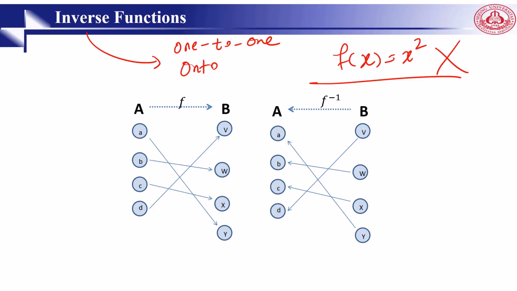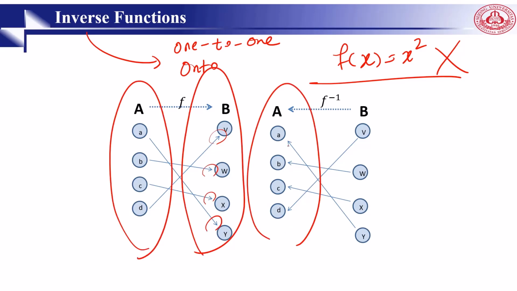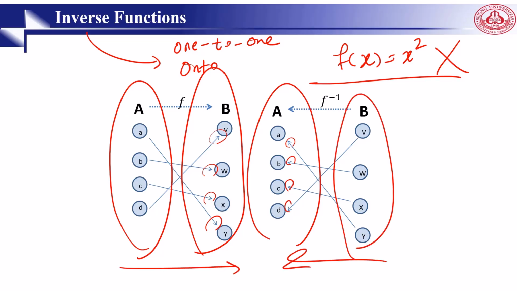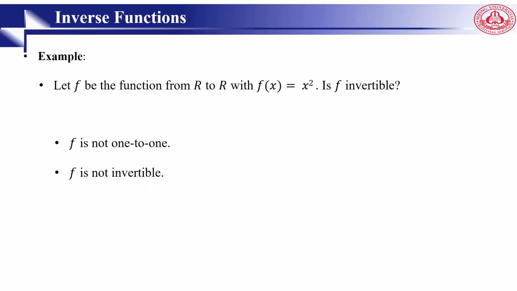As you can see here, these arrows go this way. It means we are mapping from A to B. But in here, you can see the arrows go from this side. It means we are coming from B to A. Here, we are going from A to B. That's why I call that inverse, opposite direction.